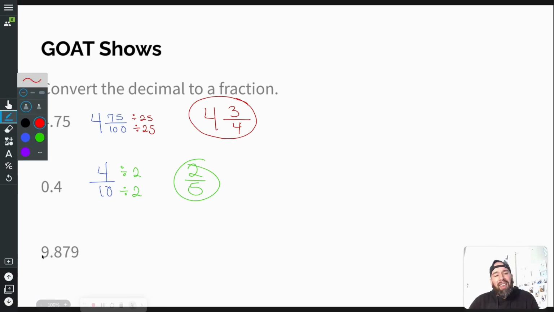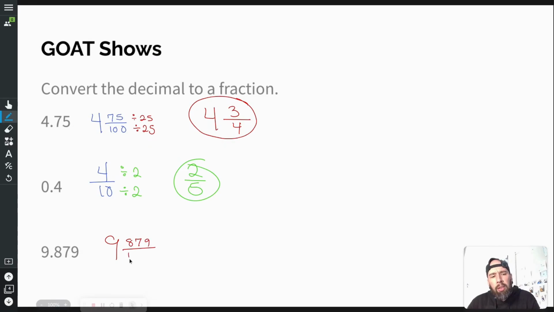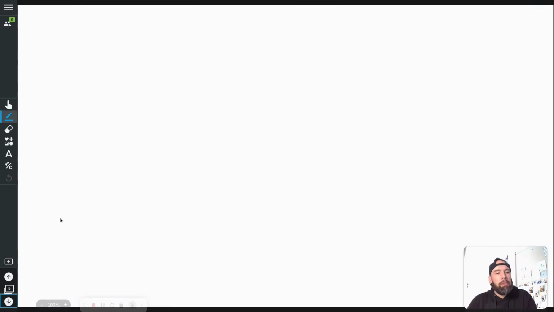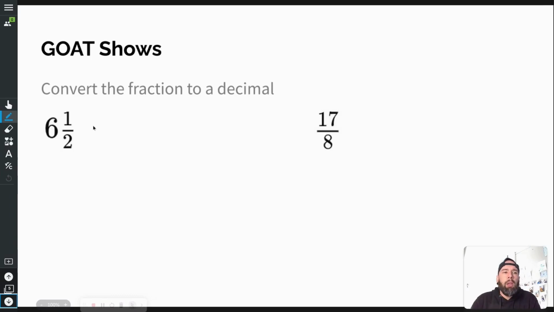Last but not least, that's 9 and 879 thousandths. So 879 thousandths. Looking at that, I can't simplify anything there, so I'm going to circle it. And I'm done. Okay? Decimals to a fraction is friendly. Fraction to decimals, not so much.